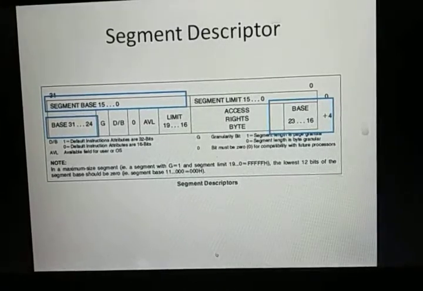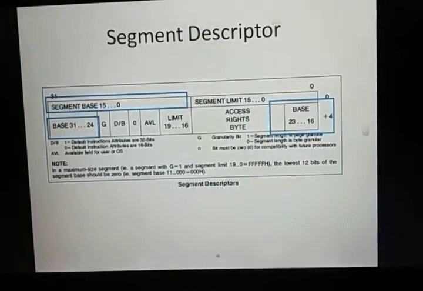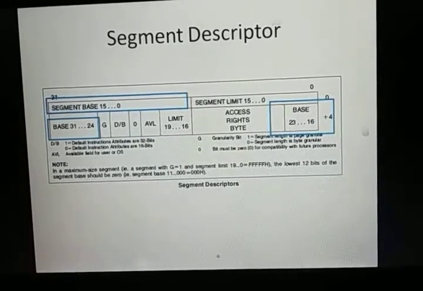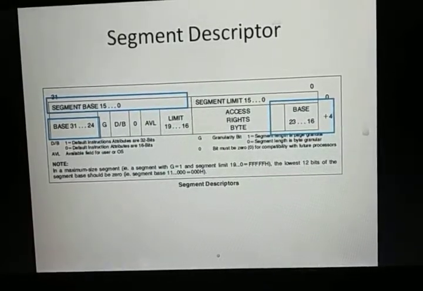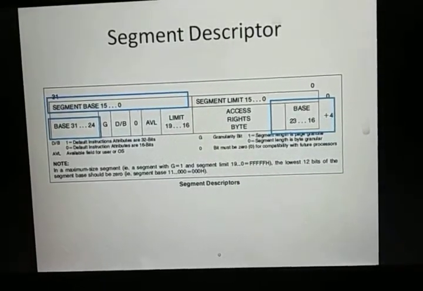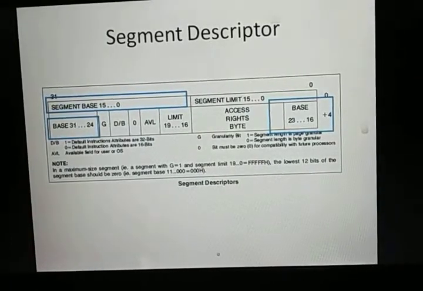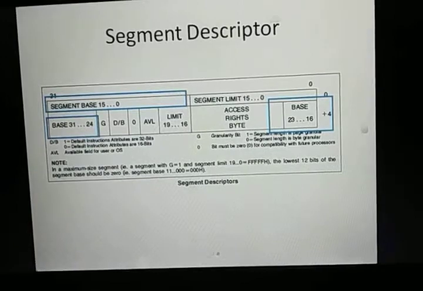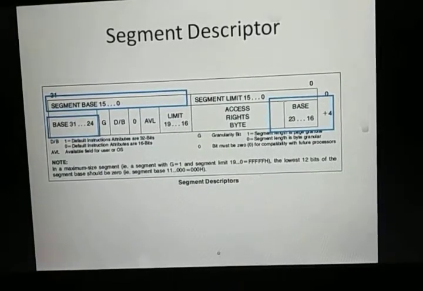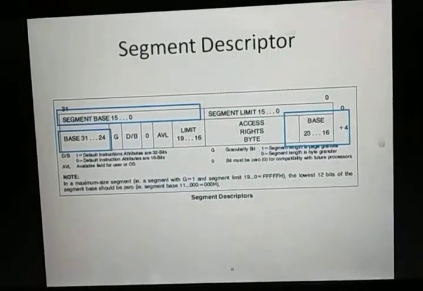D or B is the default bit or big bit that defines whether the operand size is 16-bit or 32-bit. The granularity bit defines the size of the segment. If G is set to 0, the unit is 1 byte and you can address 1 megabyte of memory. If the G bit is set to 1, the unit size is 4 KB and you can address 4 GB of memory. So this is your segment descriptor field.